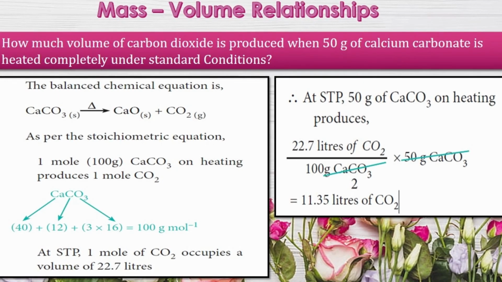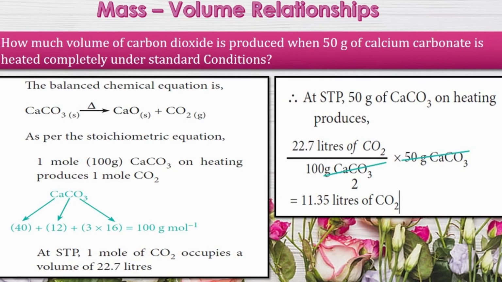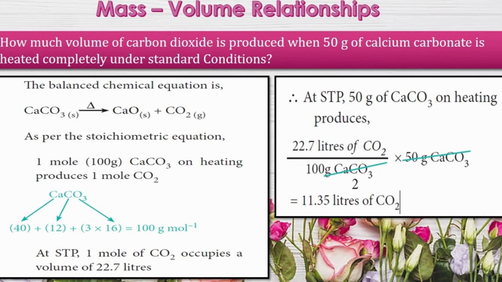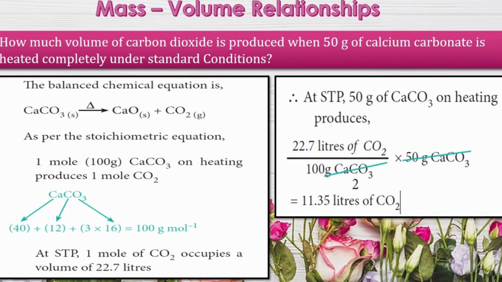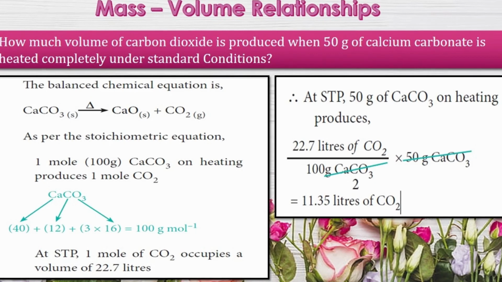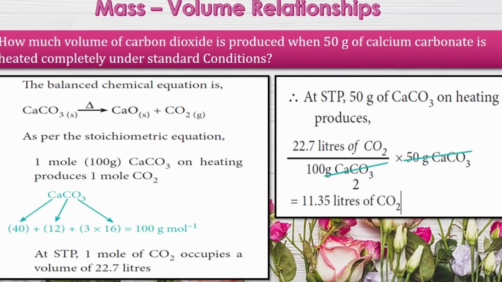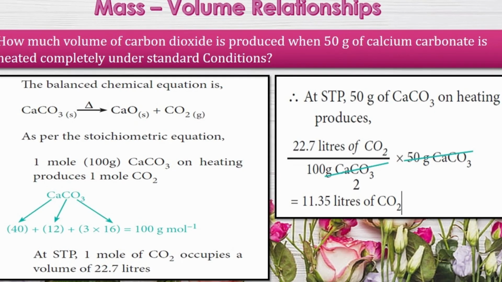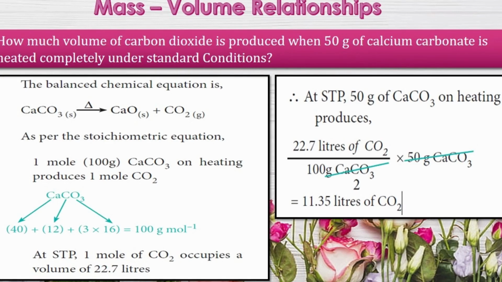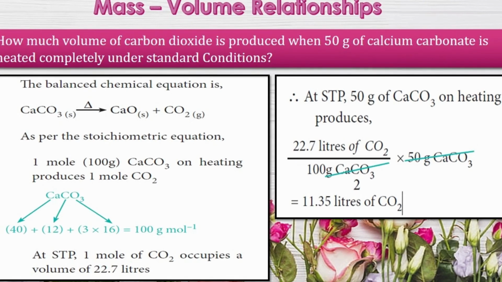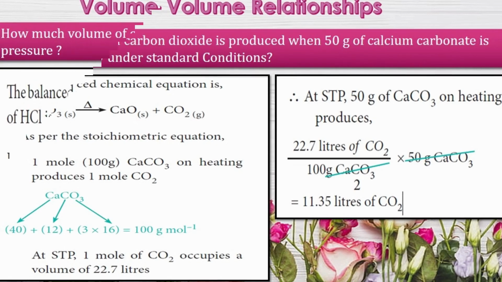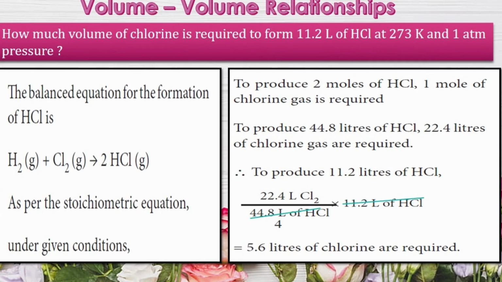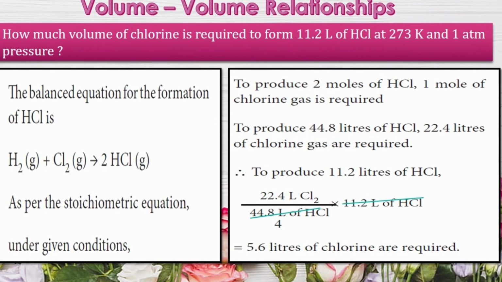We know volume occupied by 1 mole of the substance is its molar volume. So 44 grams of carbon dioxide will occupy the volume equal to 22.7 liters at standard temperature and pressure. So if I am going to have 22 grams of carbon dioxide, it will occupy the volume which is equal to 11.35 liters. Now let us discuss the last type of stoichiometric relationship, that is volume to volume relationships.